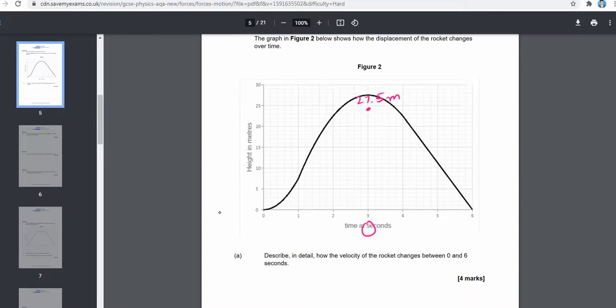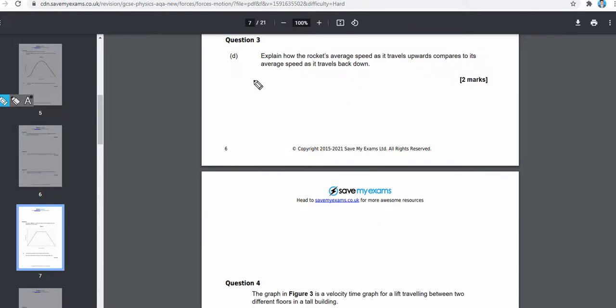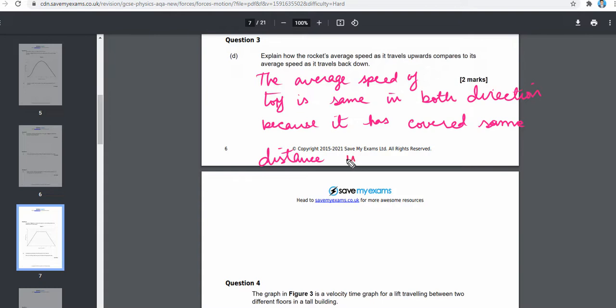So I'll write it here. The average speed of the toy is the same in both directions because it has covered the same distance in the same amount of time.